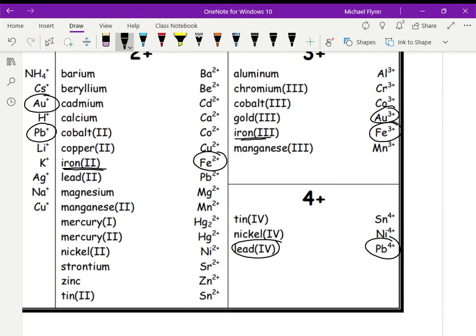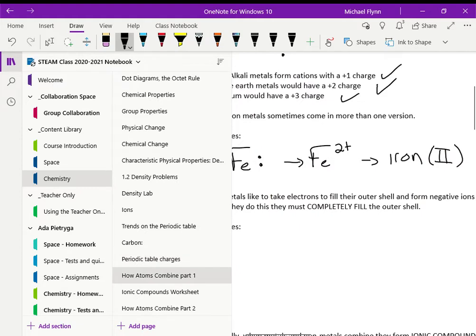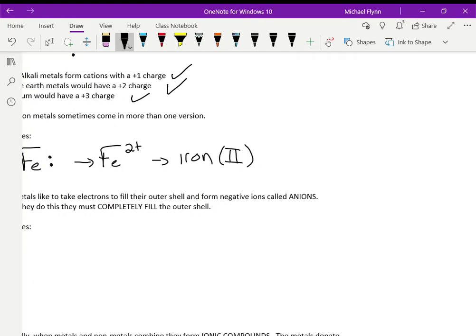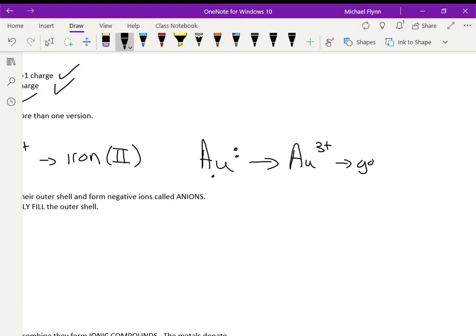So gold comes in +1, and gold also comes in, I believe, +3, yeah. So here's the other version of gold over here, 3+. Okay, so let's look at that. I'm just going to go back to our how atoms combine. So if I want to look at gold, let's do Au, pardon me, I almost wrote silver. That version of gold has 3, and it becomes Au3+, and we would call this gold, Roman numeral III, okay, gold 3. All right, good so far, right? So that's how cations form.